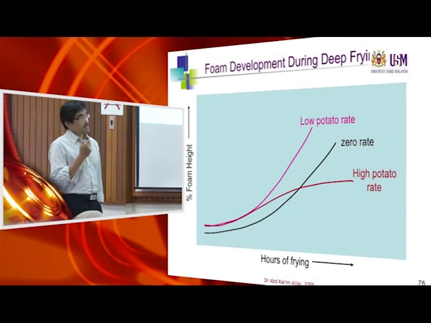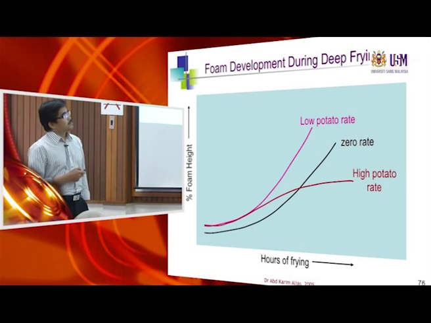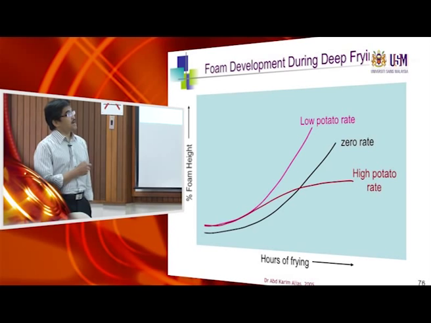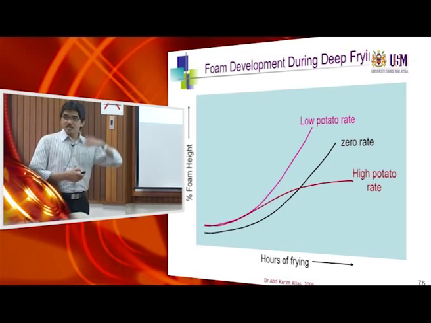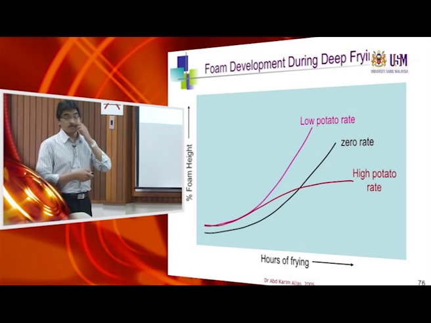Now, the same thing, but we measure the formation of foam. This is what Shen is puzzled about, because she could not explain. In this case, foam height compared to this one, high potato here, low potato, zero rate. That is to be expected. But when we measure the foam height, it's the other way around. Low potato, zero rate here, and high potato is like this.